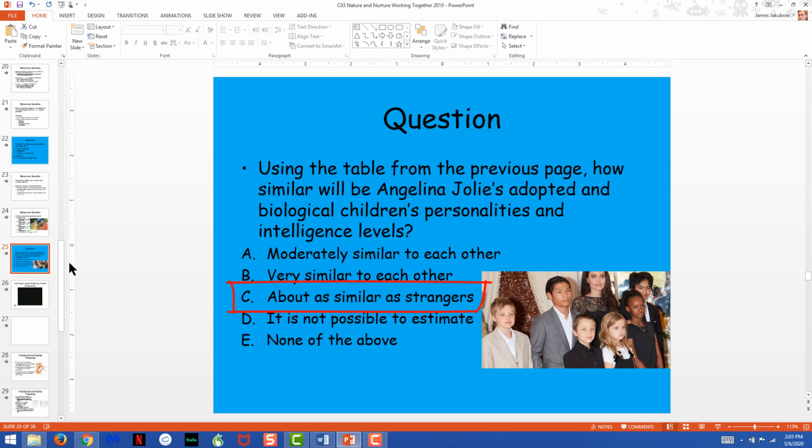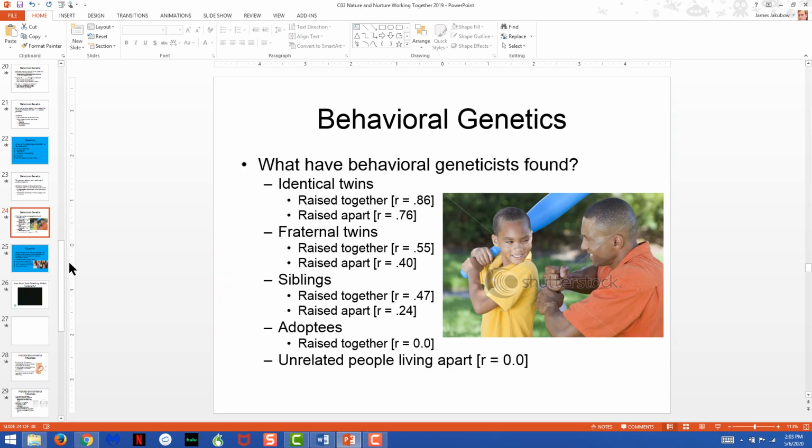And the reason why you say about as similar as strangers, despite the fact that they're all raised together, is because, as you see on the previous slide, which I'll jump back to, you're looking at a group of children, some of which are biologically related to Angelina Jolie, and a number have been adopted. And the statistical likelihood that you would have the similar types of personality traits, similar intellectual aptitudes, similar interests, and so forth, is going to be fairly low. In fact, the basic rule that you should grasp is the relationship between individuals that may be adopted and the individuals that raise them should actually be fairly low.